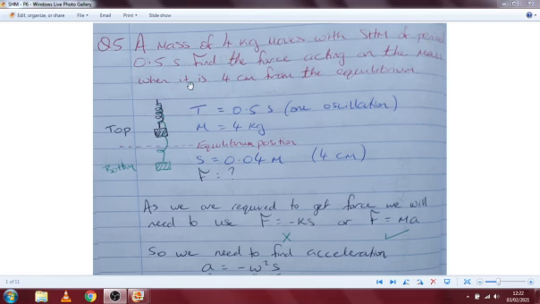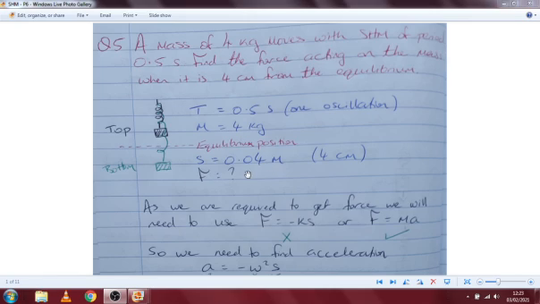So we have it at the top, and then it's going to move down to the bottom. The period is the time taken to go from the top to the bottom and back to the top. So we have time is equal to 0.5 seconds. We're told that that's one oscillation. We're also told that the mass is 4 kilograms. We want to know the force acting on the mass when it's 4 centimeters away. So 4 centimeters is 0.04 meters. So that's my information, that's what I have.